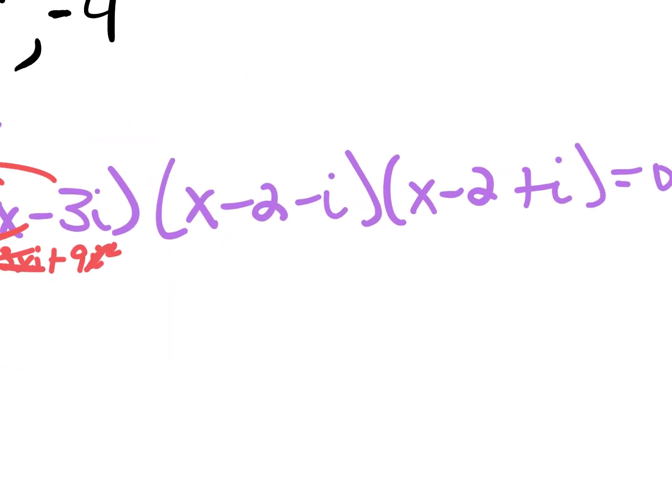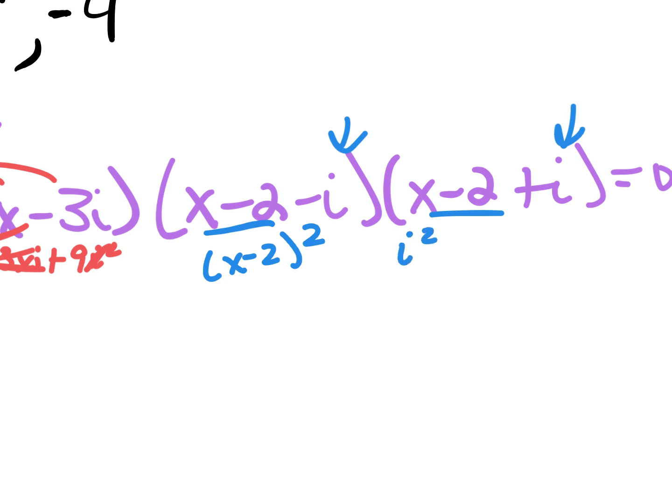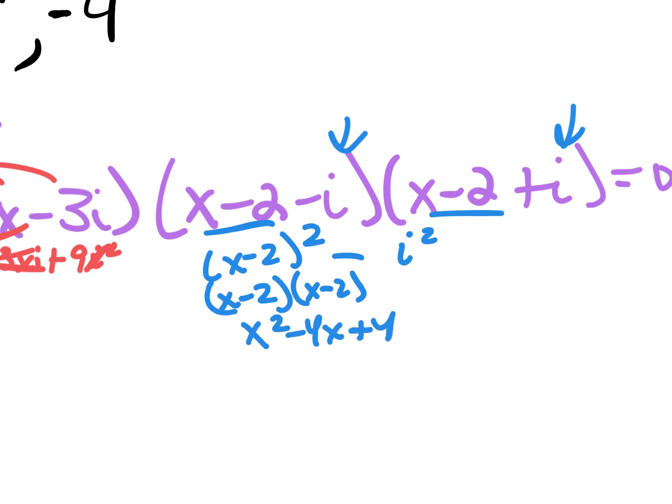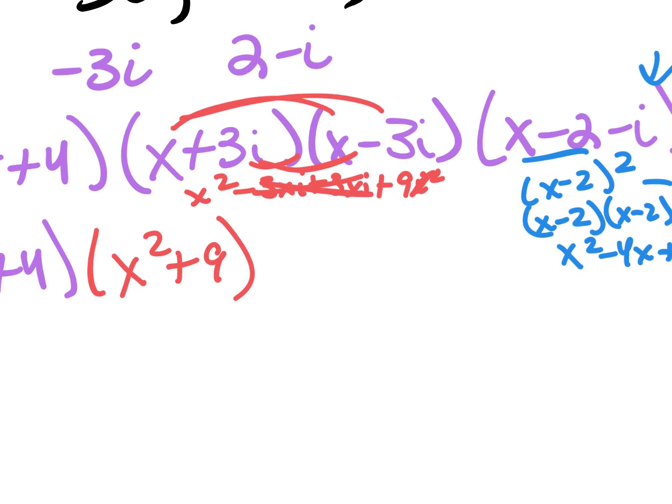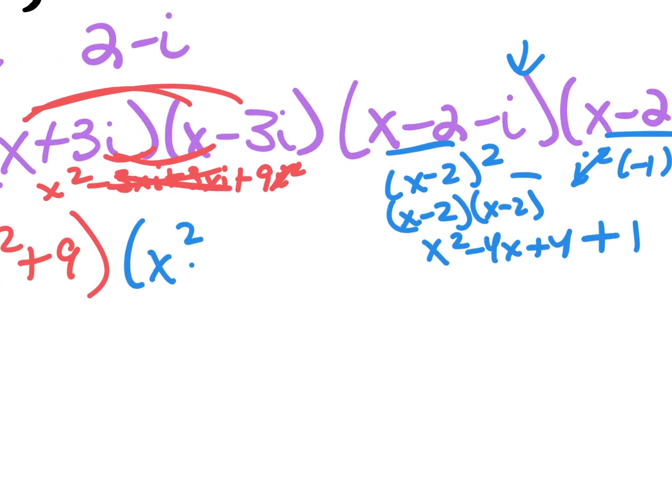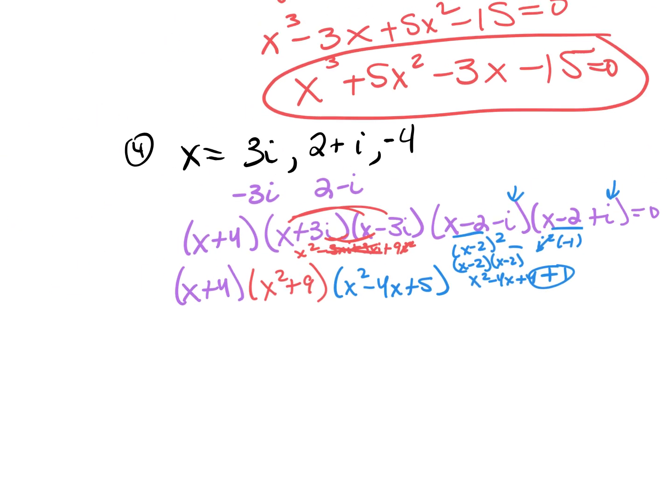So over here, I'm going to use my trick. I see I have x minus 2, so I have x minus 2 squared. I see I have an i there and an i there, i squared. And the signs in the middle are different, so I can put a minus sign. So if I FOIL this out, x minus 2 times x minus 2, that's going to give me x squared minus 4x plus 4 minus, well, i squared, guys, is negative 1. Minus a negative gives me a plus. So I'm going to be foiling in here x squared minus 4x plus 5. That gives me the 5.